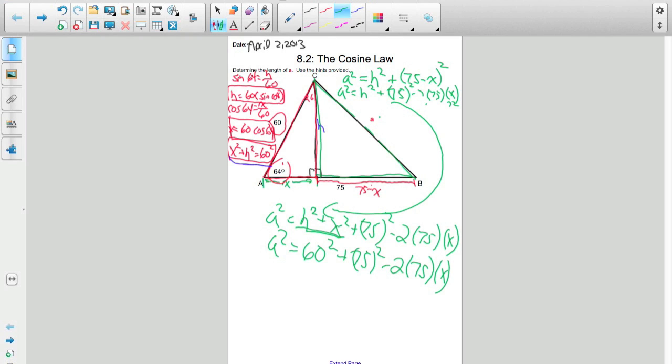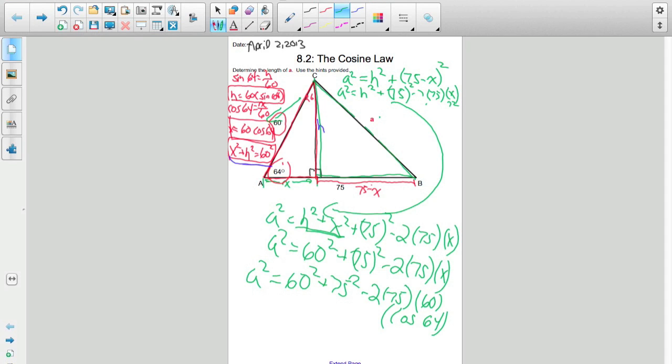Can't you just simplify the end? I could, but I want to show something here. Do we see something on the left-hand side of the left triangle where x was equal to 60 times the cos of 64? So x is really equal to 60 times the cos of 64. So in the end, I can just get a squared is equal to 60 squared plus 75 squared minus 2 times 75 times 60 times the cos of 64.